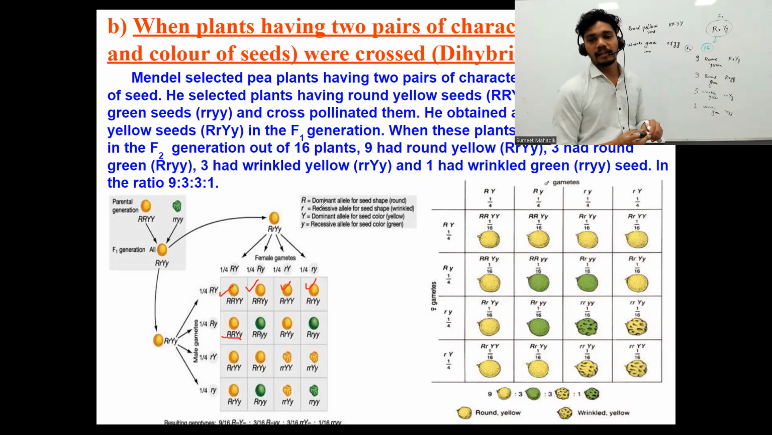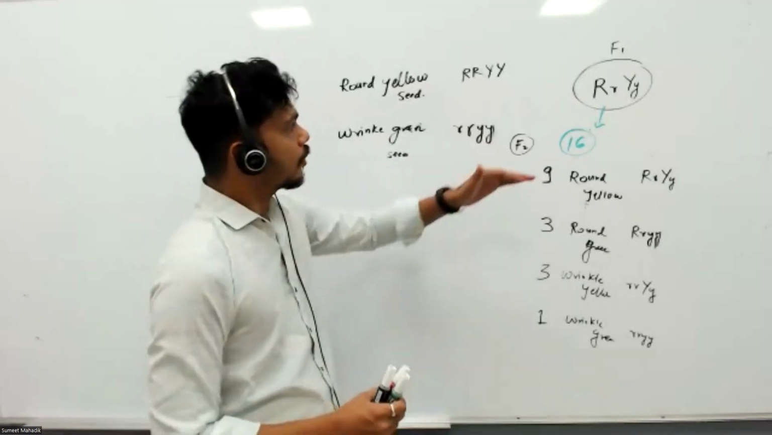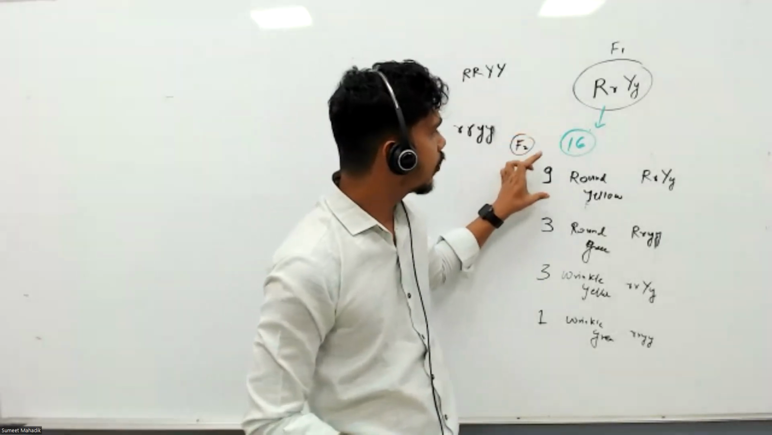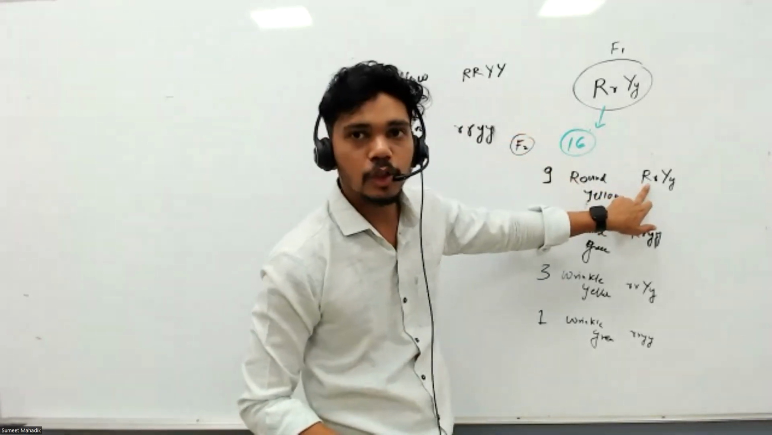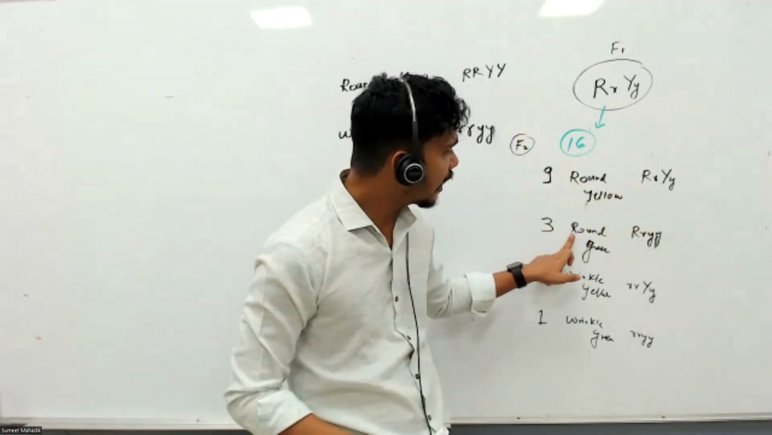So what is this exactly? Can anybody tell me what is this exactly? So out of 16 in the F2 generation, 9 were round yellow, meaning R was dominant. 3 green round were there.